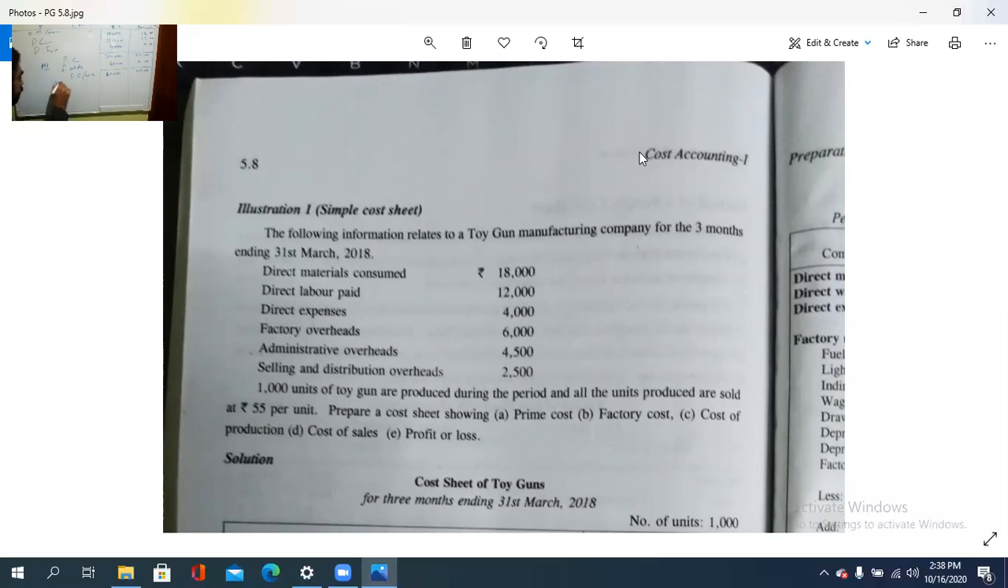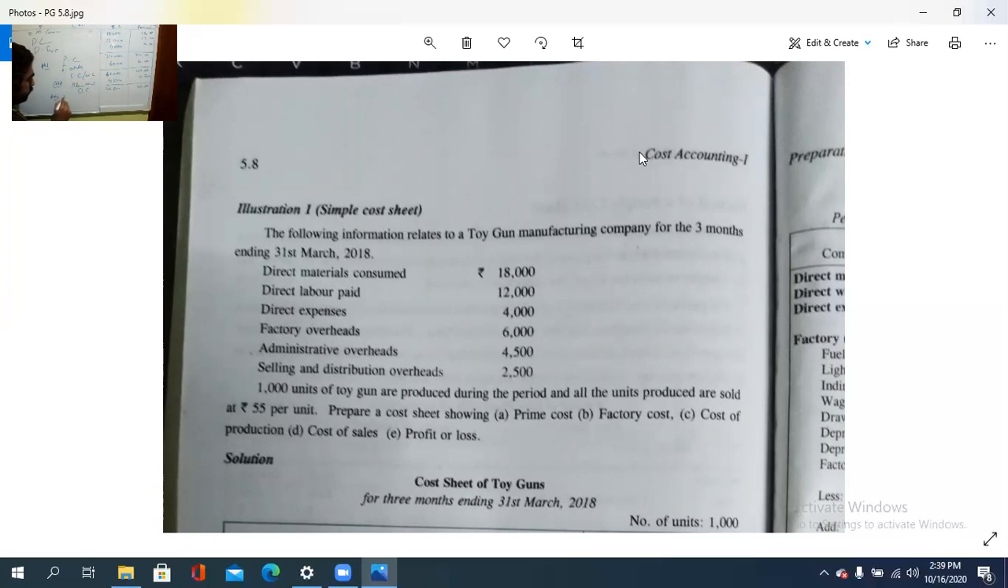Then add administration overhead. How much is it? 4,500. So 4.5, so 44,500. So this is the administration overhead we need to add. That is okay, office cost. Okay, then selling and distribution.